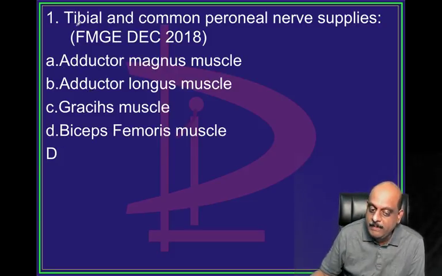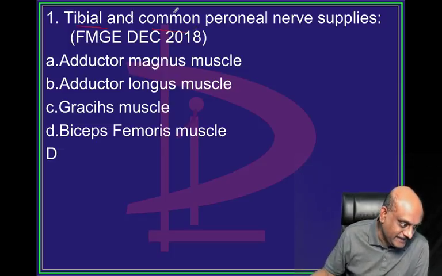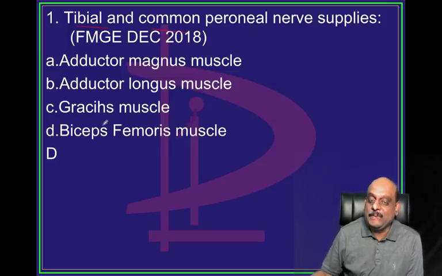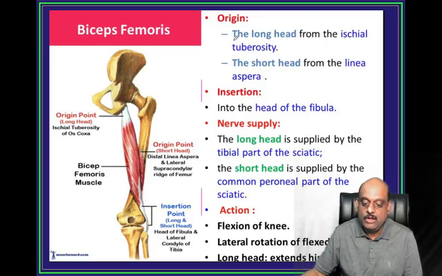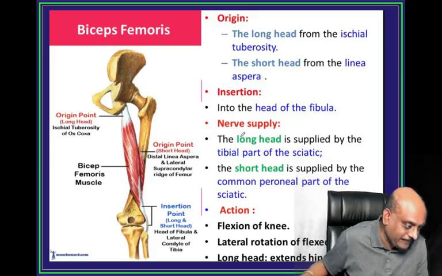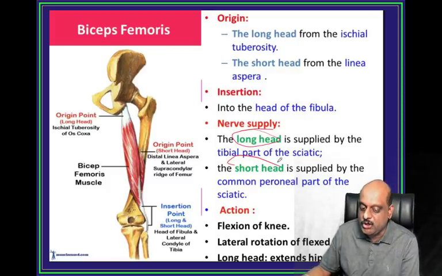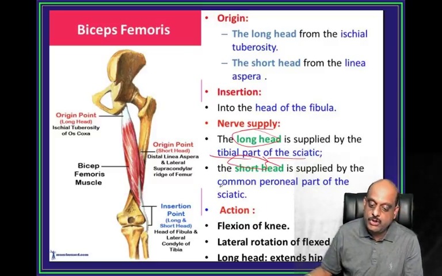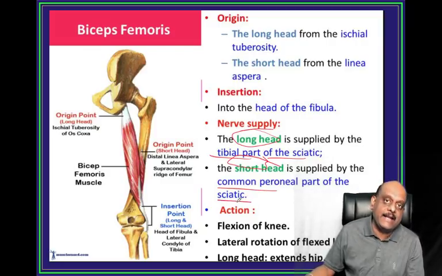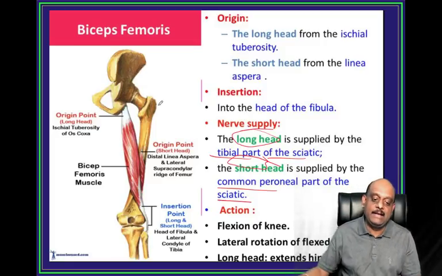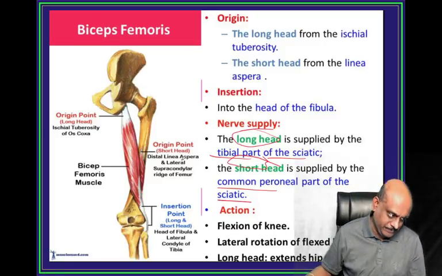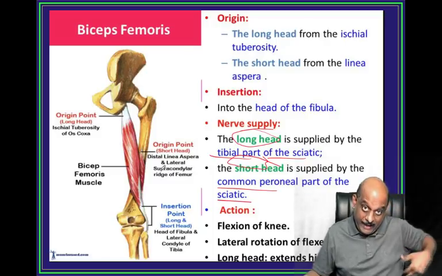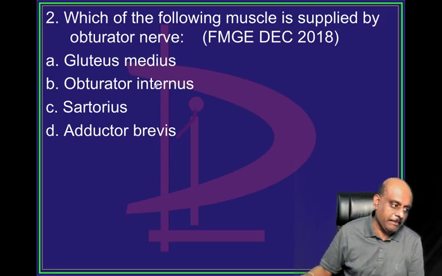Now, tibial and common peroneal nerve. Biceps femoris muscle has 2 heads: long head and short head. The long head is supplied by the tibial part of sciatic, and the short head by the common peroneal part of sciatic. So that's what you need to understand. And biceps femoris, what is the main function, doctor? Flexion of the knee, lateral rotation of the flexed leg, and the long head extends the hip. That's what you should remember.